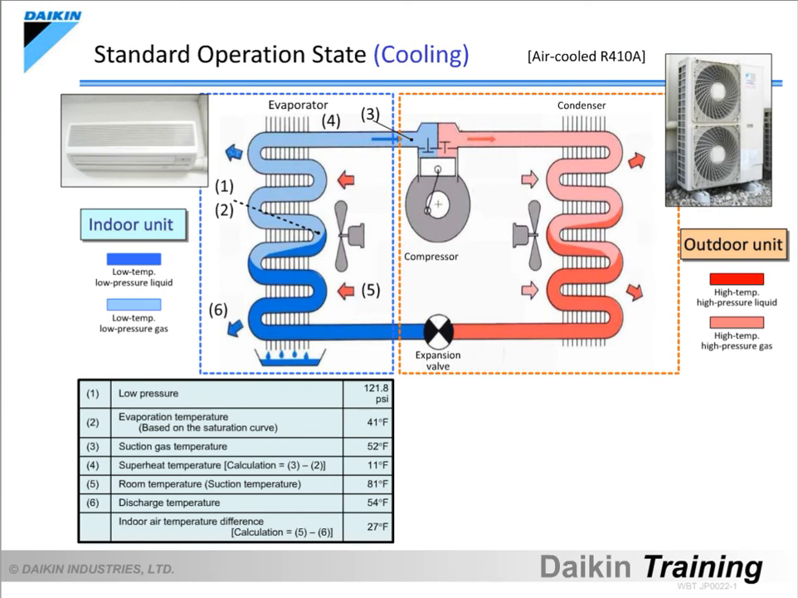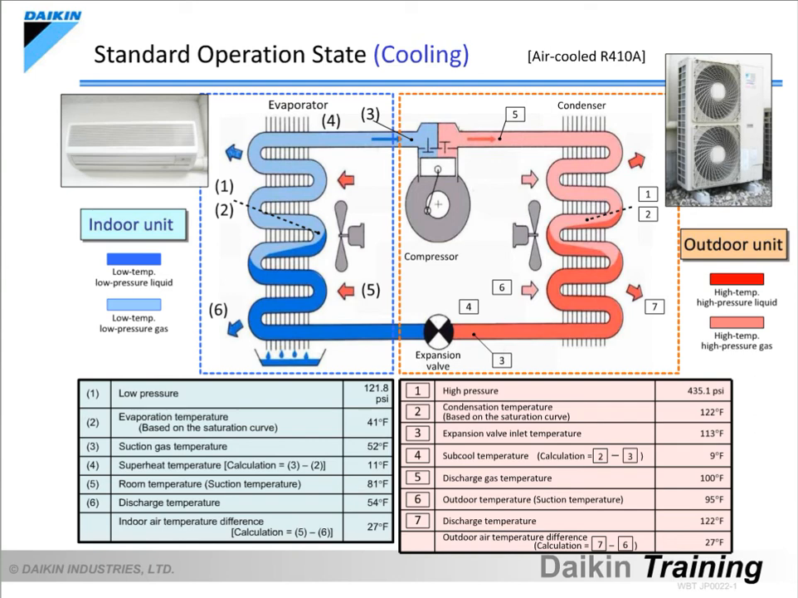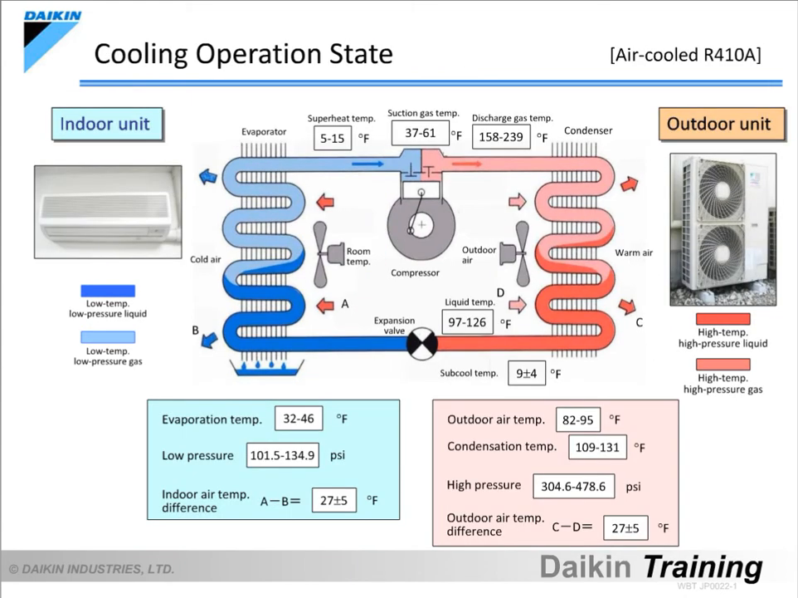The values in the table on the right summarize the pressure and temperature levels on the outdoor unit side under standard operating conditions during cooling. It should be noted that the actual operation levels differ depending on the model. Please use these values on the cooling operation state as a reference. The important readings are the low pressure, superheat temperature, and indoor air temperature difference on the indoor unit side, and high pressure and subcool temperature on the outdoor unit side.